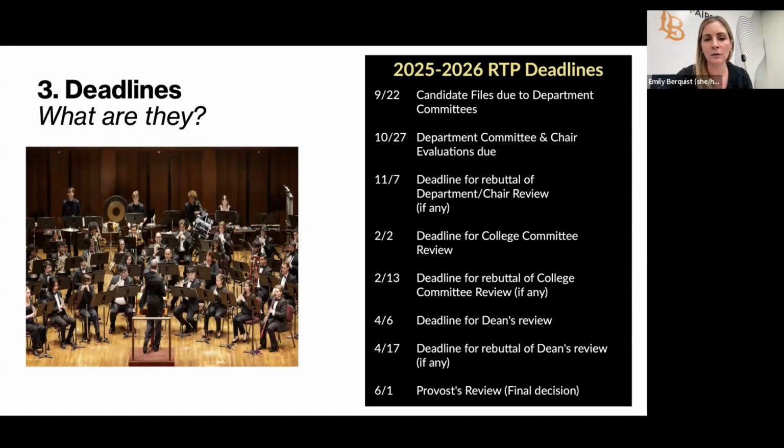The college committee review is due by February 2nd. The dean's review is due by April 6th. And the provost review or final decision should be made known to you by June 1st.